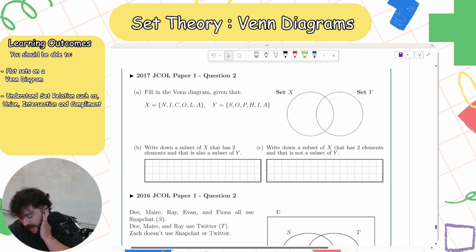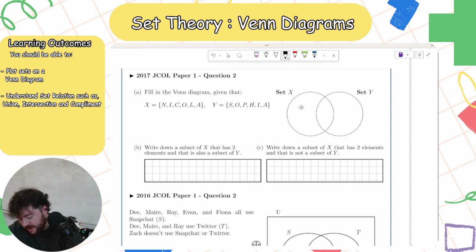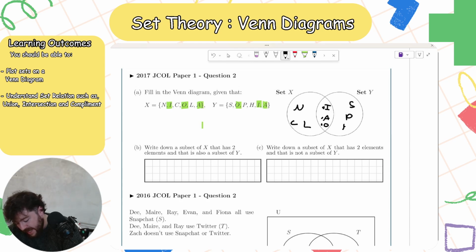Right, nearly there. Fill in the Venn diagram given X is Nicola and Y is Sophia. So first, inside out, you both have an A, you both have an I, and you both have an O. Over here I have an N, C, and an L. Over here I have an S, E, and H.